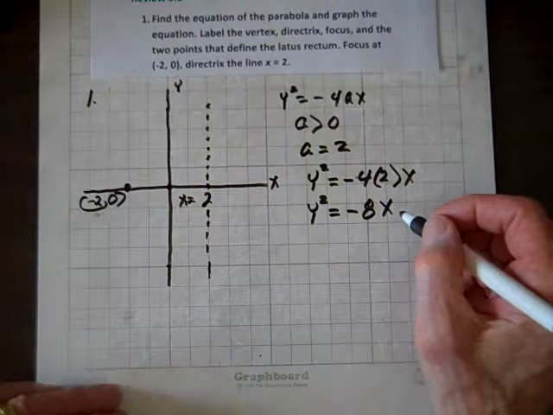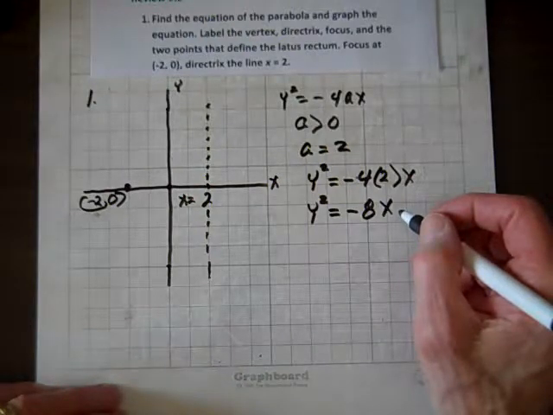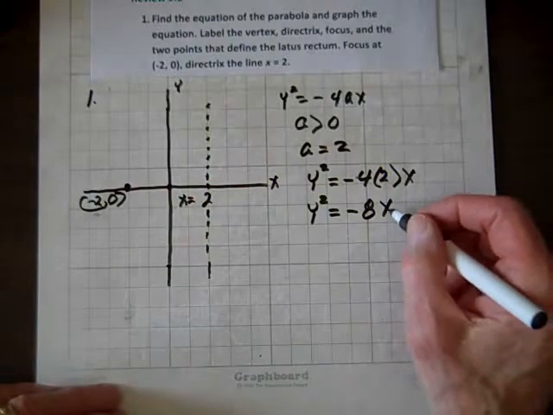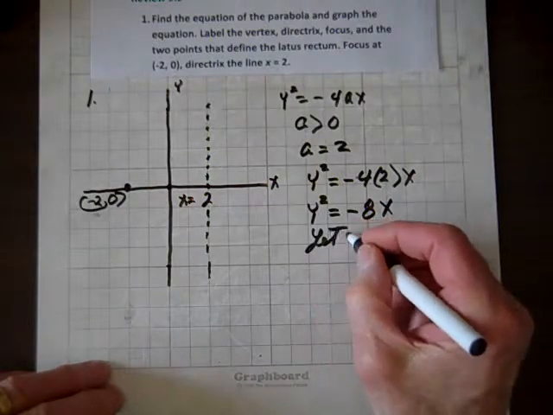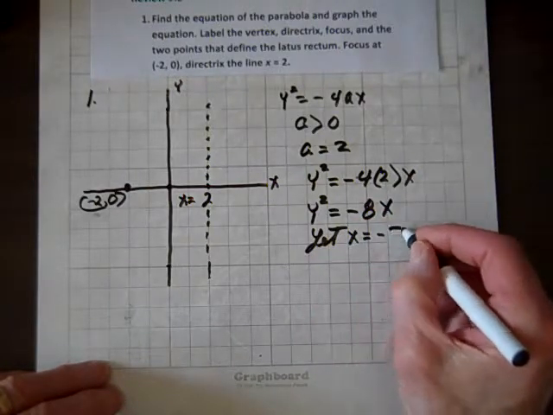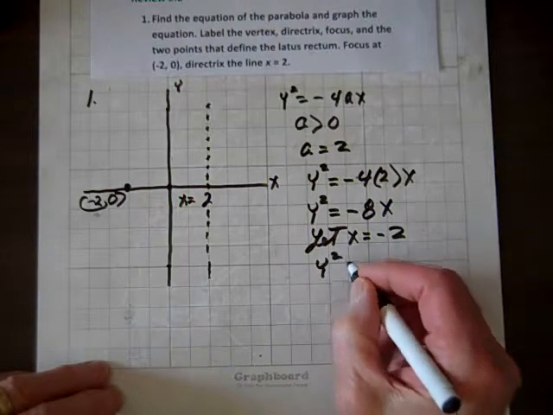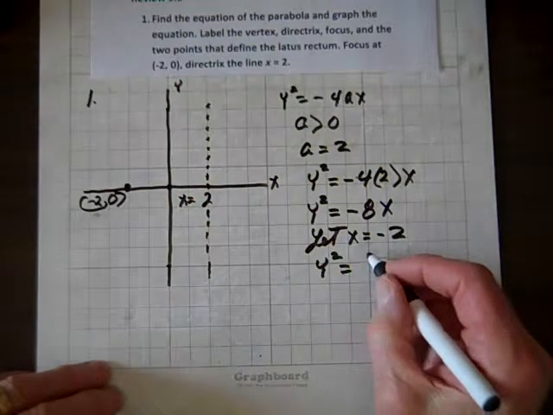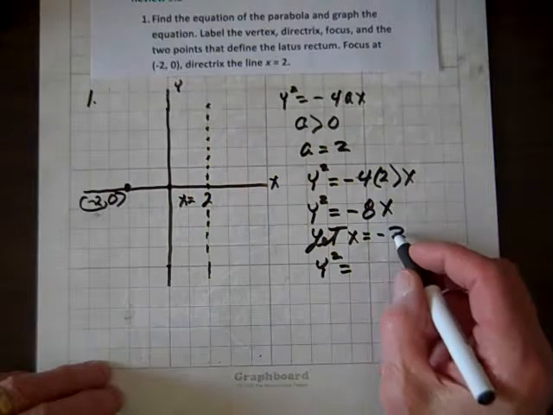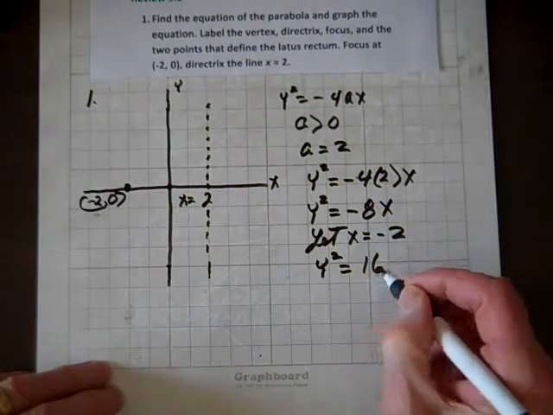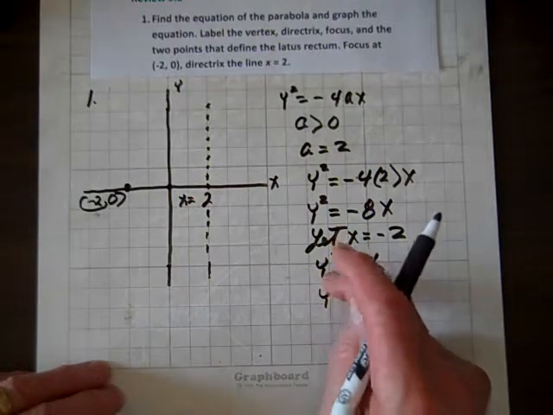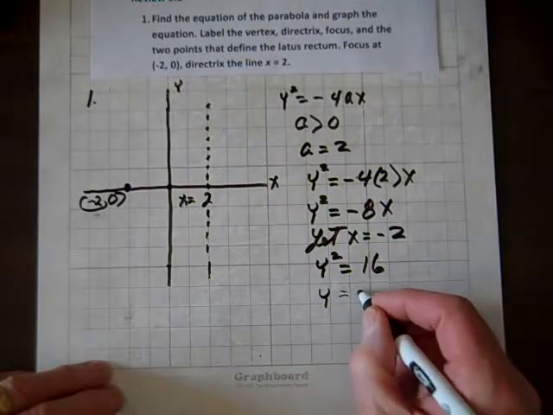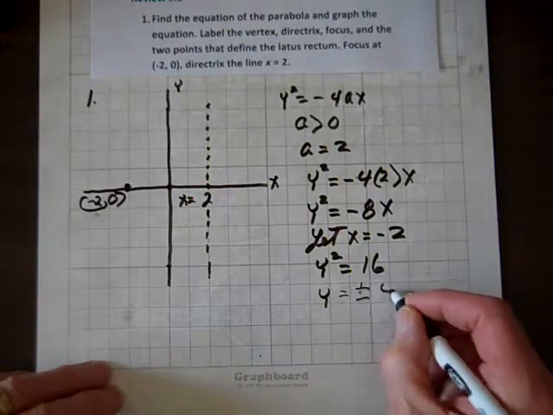So y squared equals negative 8x. Now, let's evaluate this for x equals -2. So we're going to let x equal -2. So we get y squared equals, and -8 times -2 is going to be a positive 16. So y then equals, by the square root property, plus or minus 4.